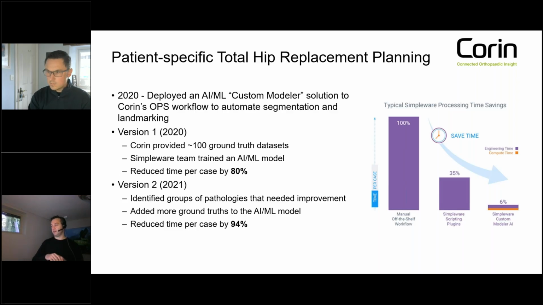So you can see on that table on the right there, the first one, 100%, is the manual off-the-shelf workflow. That 35% is with the scripting. They did do scripting for several years to build that up. But once we deployed the AI solutions, it was a no-brainer how much quicker it is. And even that 6% there, a third of that is compute time. So it isn't even engineering time that's being used to process this data. So it's significantly saving them a lot of money. Their engineers are happier because nobody likes segmentation.